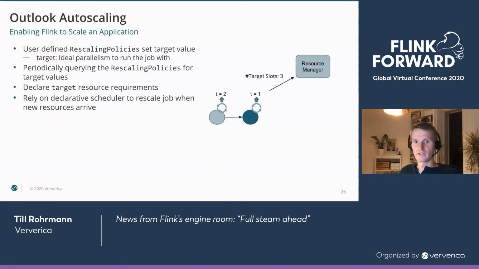So in this case now, if the first operator says that the target should be 2 instead of 1, we would update our resource requirements. And once the third slot arrives, we let the declarative scheduler make use of it by effectively scaling the source, or the first operator, to a parallelism of 2, and thereby achieving auto-scaling.